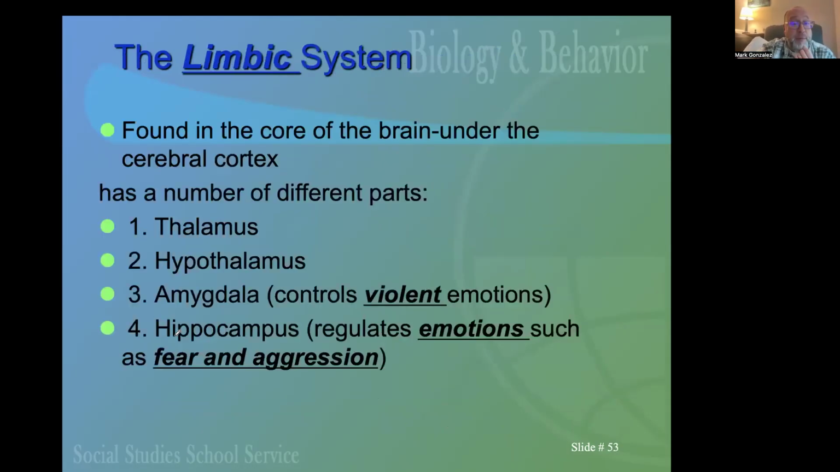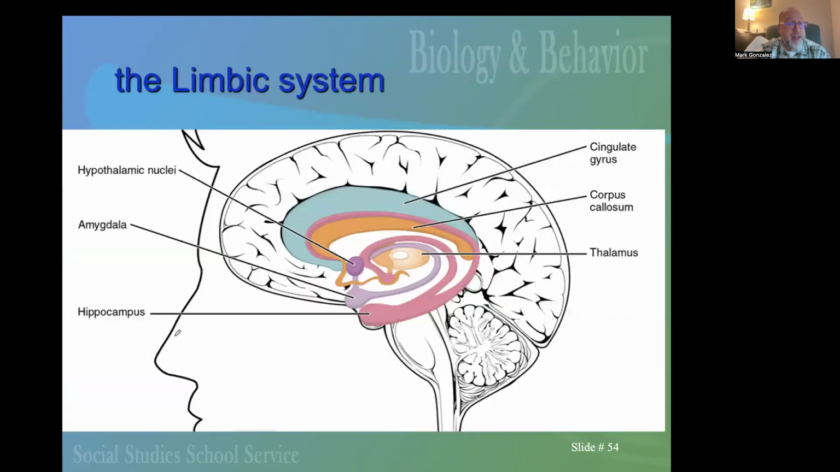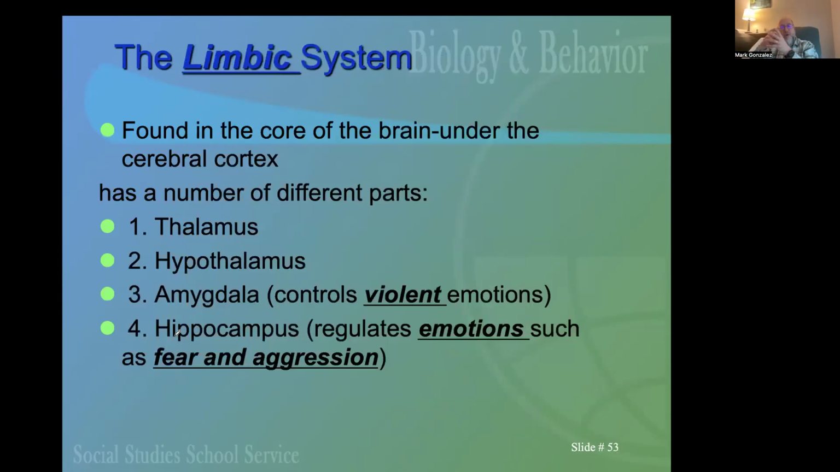Then there's another part of our brain, which we call the limbic system, that's found again in that core of the brain under that spongy part, right? What we call the limbic system. All right. And then there's the thalamus, hypothalamus. I think we've talked about some of these a little bit before, especially the hippocampus. That's the one that regulates emotions, fear and aggression. I think memory as well.